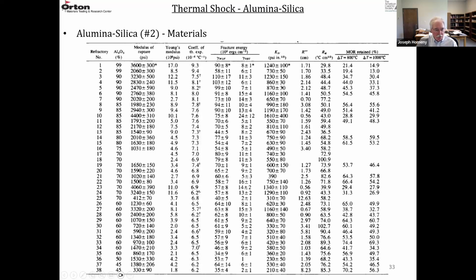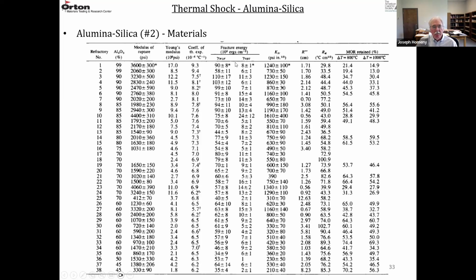You don't really see trends in the modulus of rupture or Young's modulus versus alumina content because of differences in density, porosity, microcracking. But the coefficient of thermal expansion tends to decrease with the decreasing alumina content.